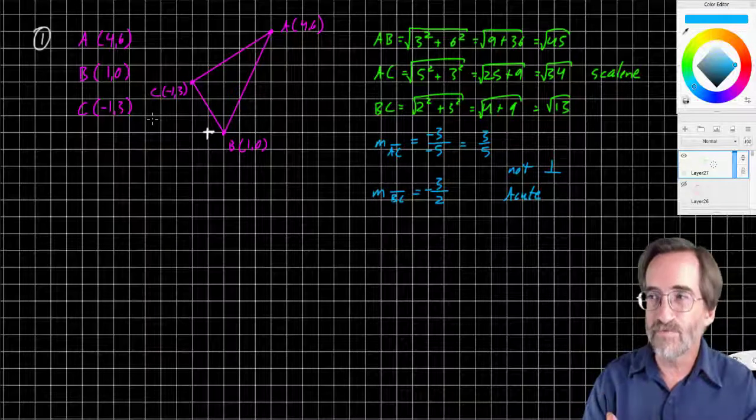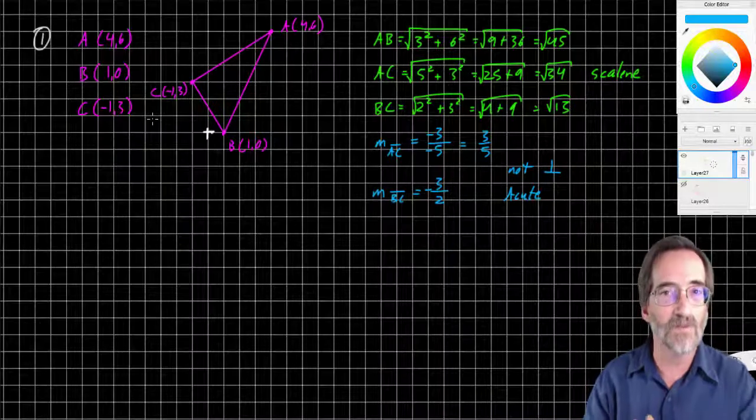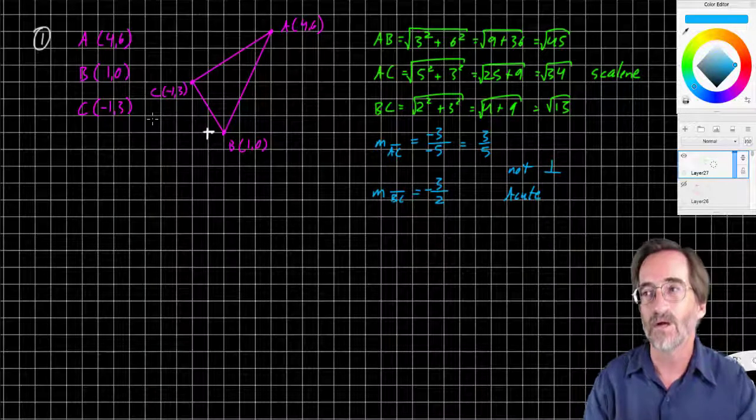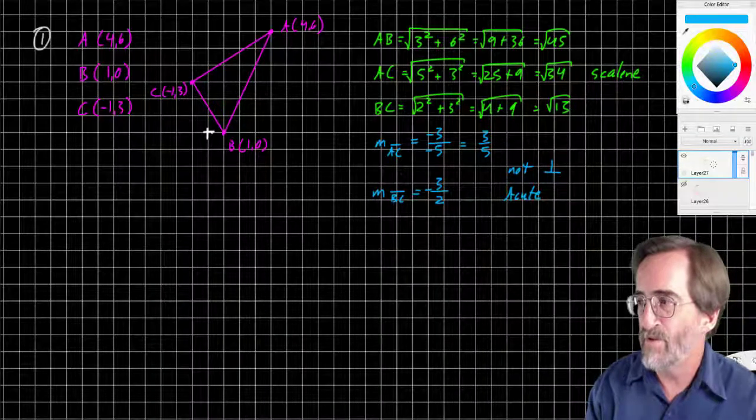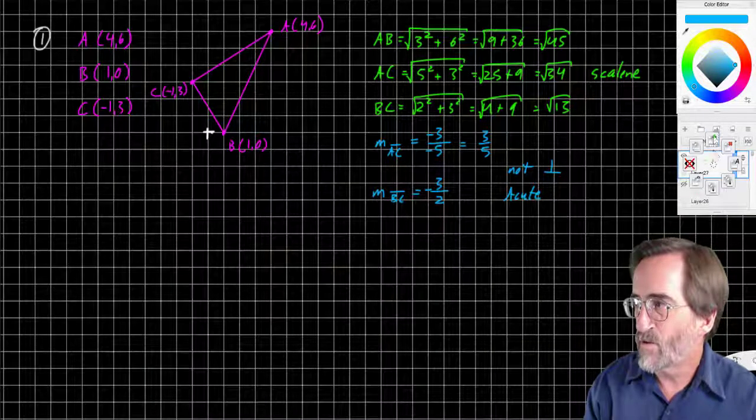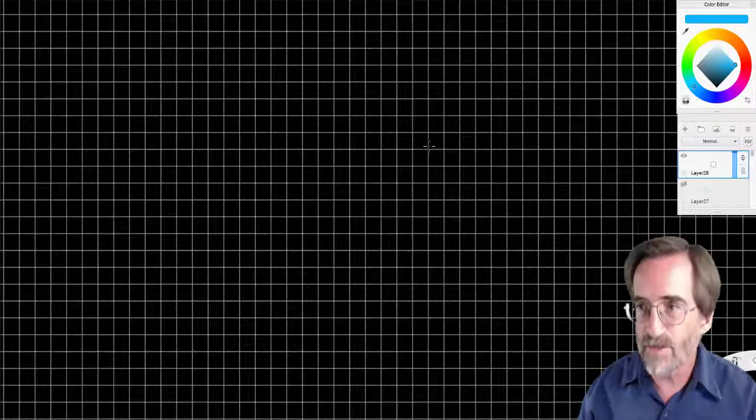We can use the distance formula to measure distances. We can use the slope formula to determine if lines are parallel or perpendicular. Negative reciprocals are perpendicular, and if the slopes are the same, they're parallel. All right, let's look at one more here, and let's analyze what kind of shape this is.